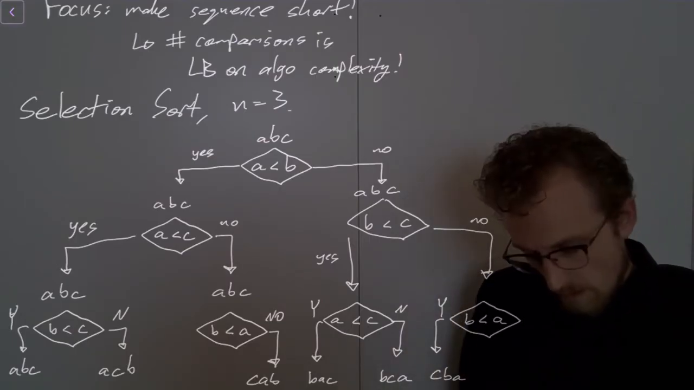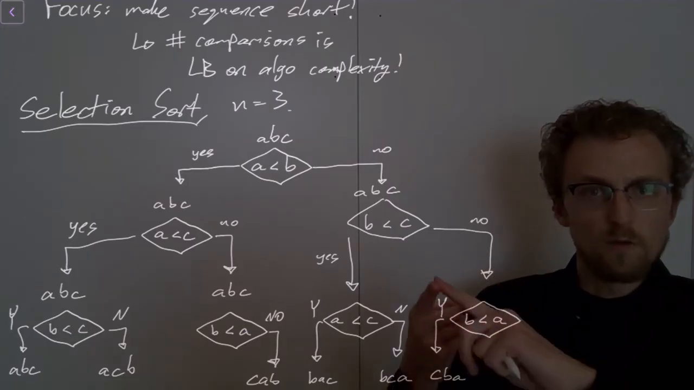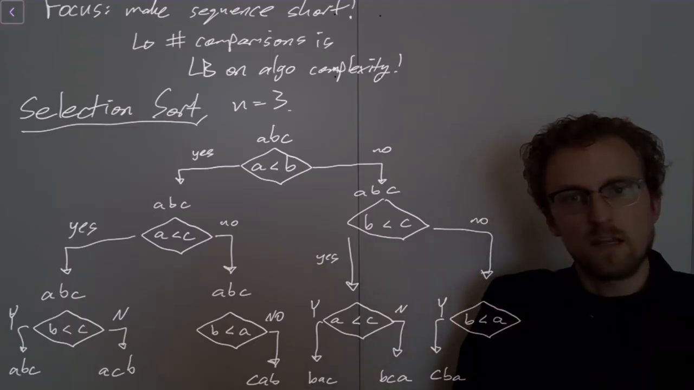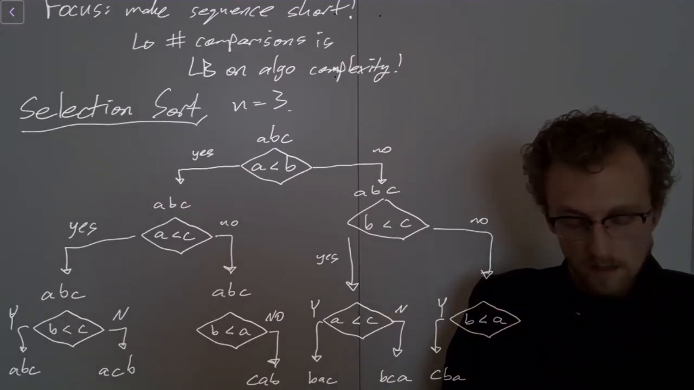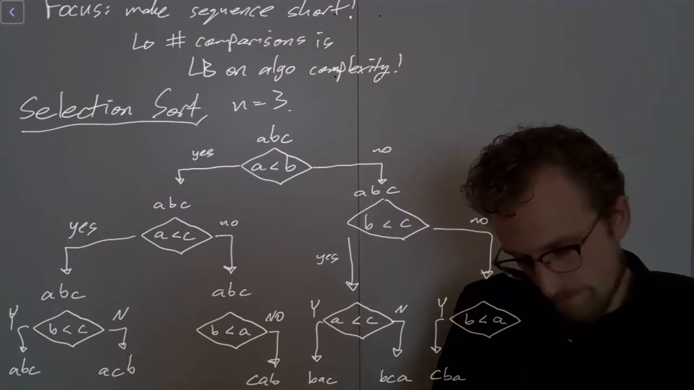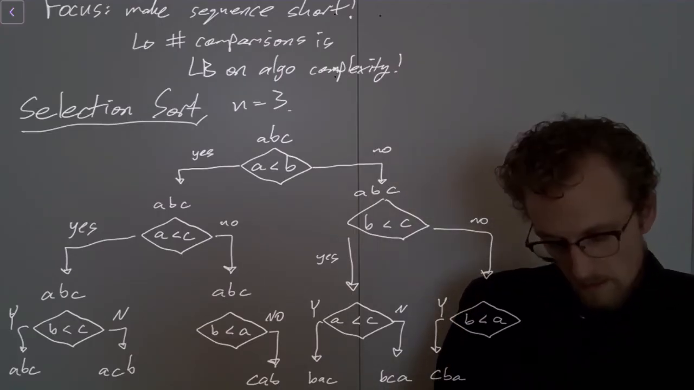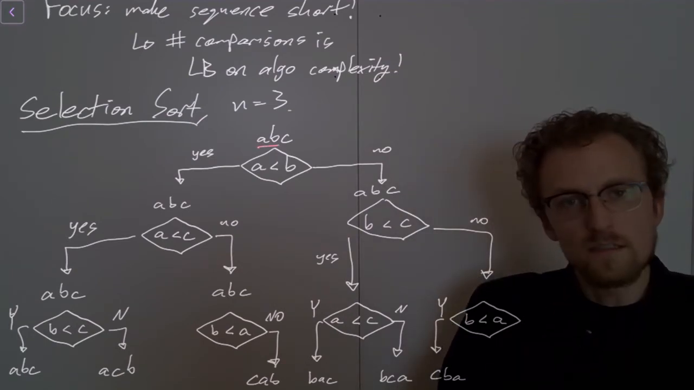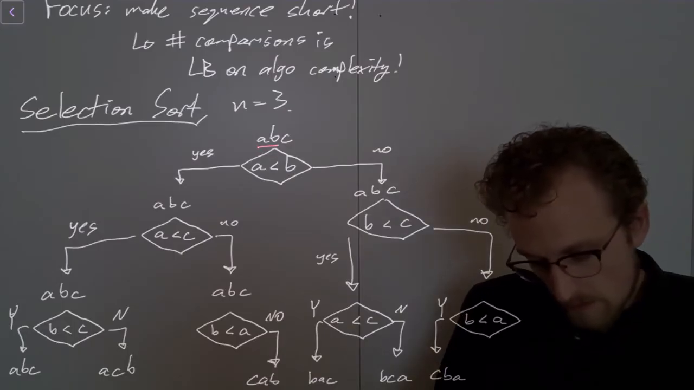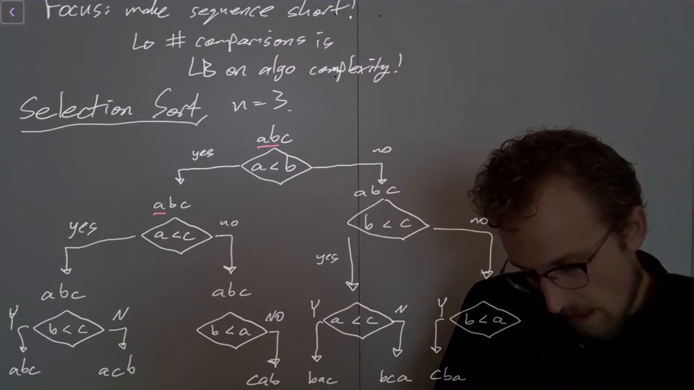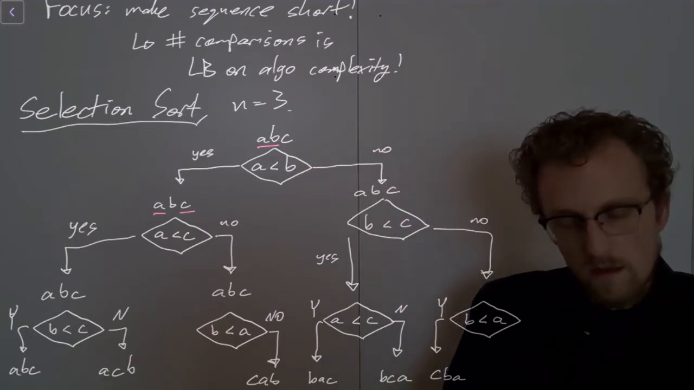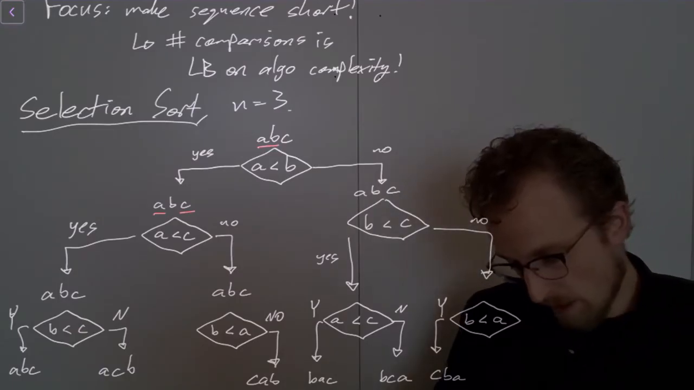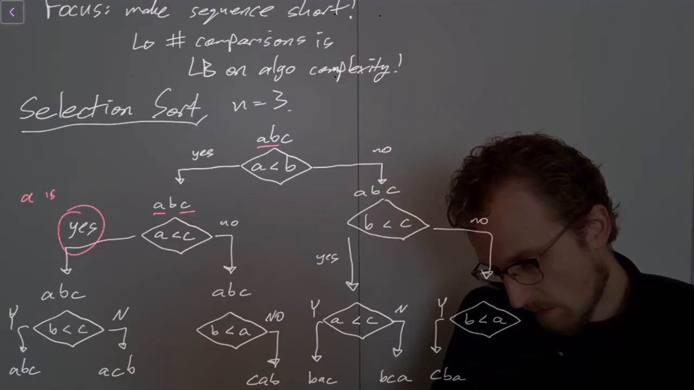Remember how selection sort works. Selection sort says, first let's go find the smallest thing and put it in the front. Then let's find the second smallest thing and put it in the second position. By doing that on a 3-element array, that suffices to sort the array. So the first question it asks is essentially, is A the smallest thing in the array? That's what it means to say, is A less than B? If the answer is yes, then it goes to check to see if A is less than C. If the answer to that is yes, then we go to the left here, and by the time we're here, we know that A is min.